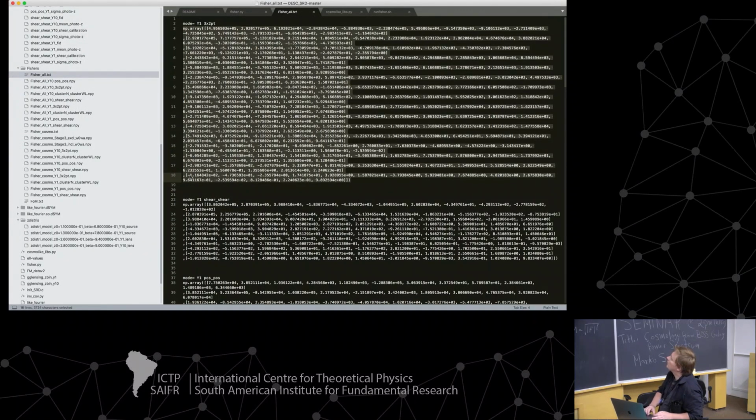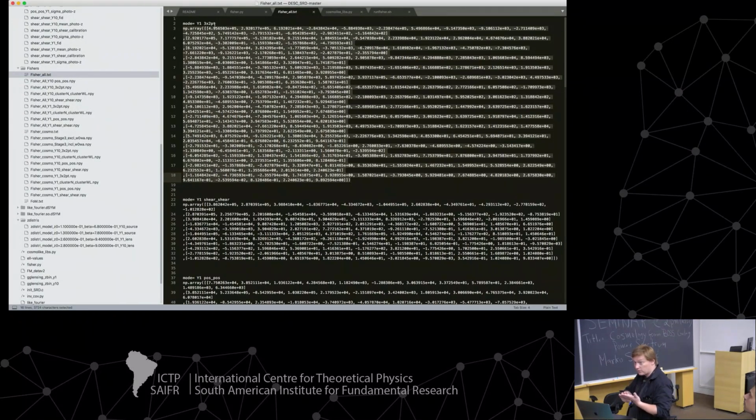Okay, so basically the year 1 Fisher matrix for 3x2 point includes 7 cosmological parameters: omega matter, sigma 8, ns, w0, wa, h0, and omega baryon. And then shear calibration uncertainty, that should be another 5. And then photo Z uncertainty, that should be another 5 parameters.